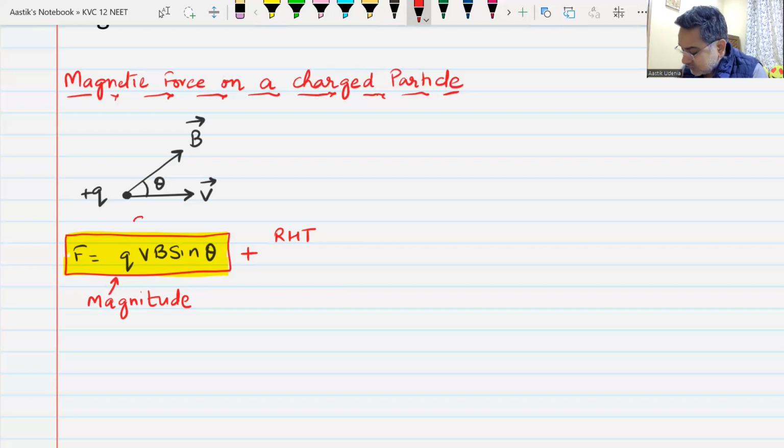This is the equation that gives us the magnitude. Any doubt? Anyone?